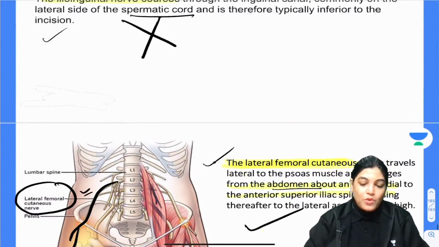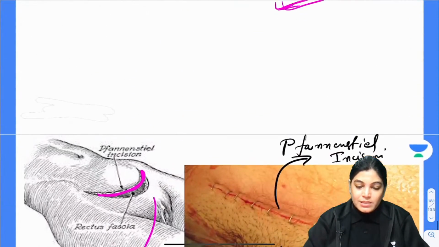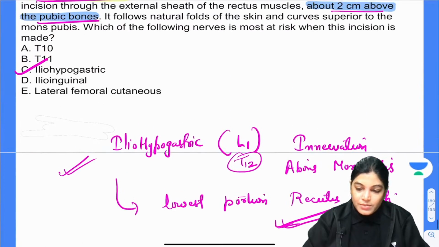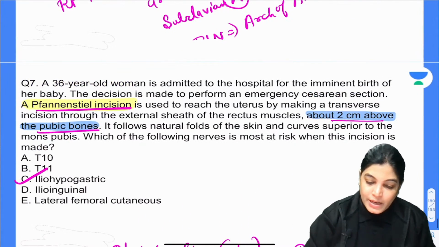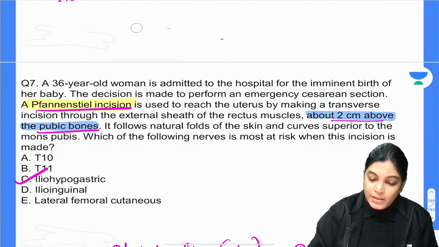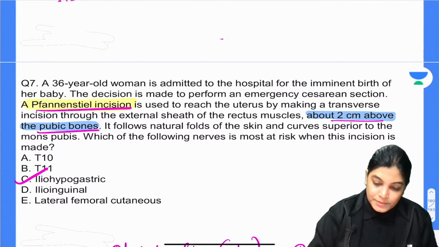So, clearly we have got iliohypogastric as the right answer in this case. Yes, we have approached the correct answer here.